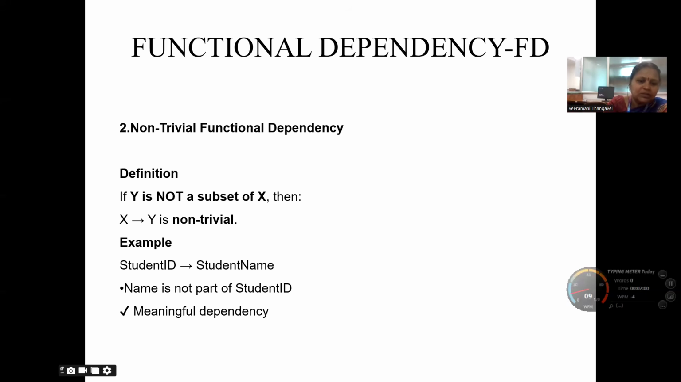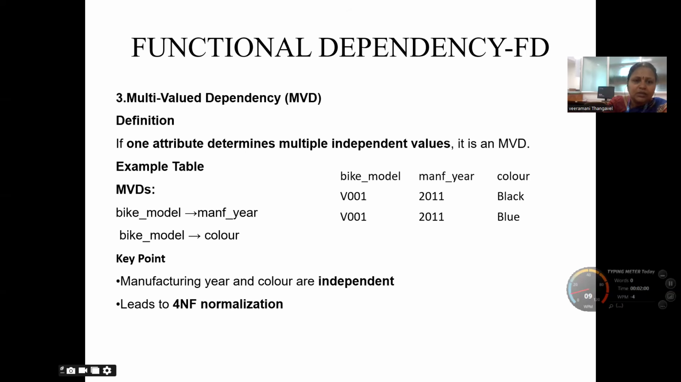Non-trivial functional dependencies. If Y is not a subset of X, then X tends to Y is non-trivial. Example, if student ID is there, from student ID we can derive the student name. But in this case, name is not a part of student ID. Then multivalued functional dependencies. If one attribute determines multiple independent values, it is a multivalued functional dependency.